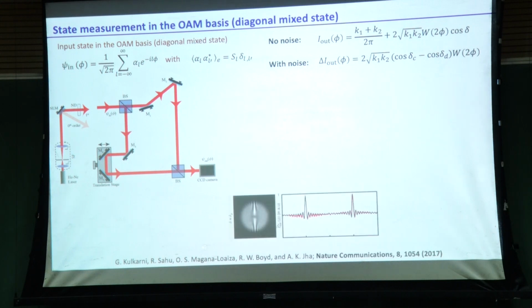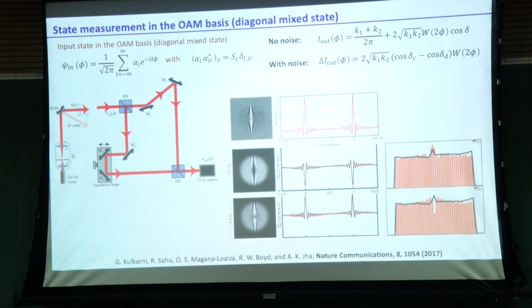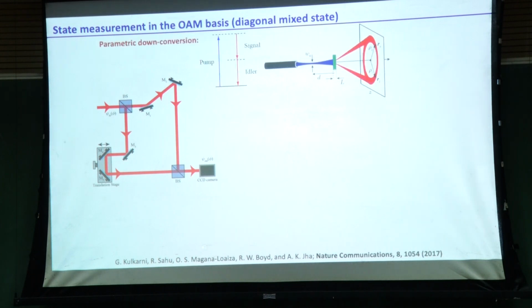This was Gaussian. We also tried a rectangle. Same story here, maybe not as impressive, but again this cleans it up. And we wanted to do it for single photon down conversion as well. So this is going to the entangled state.